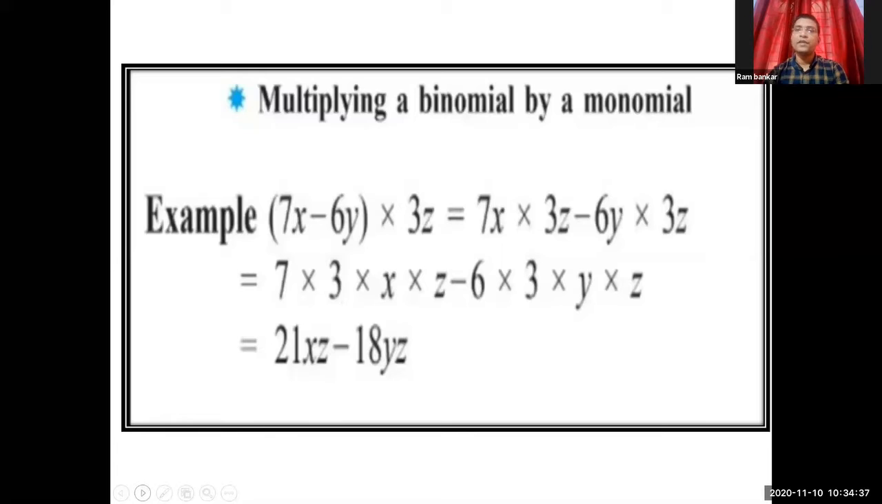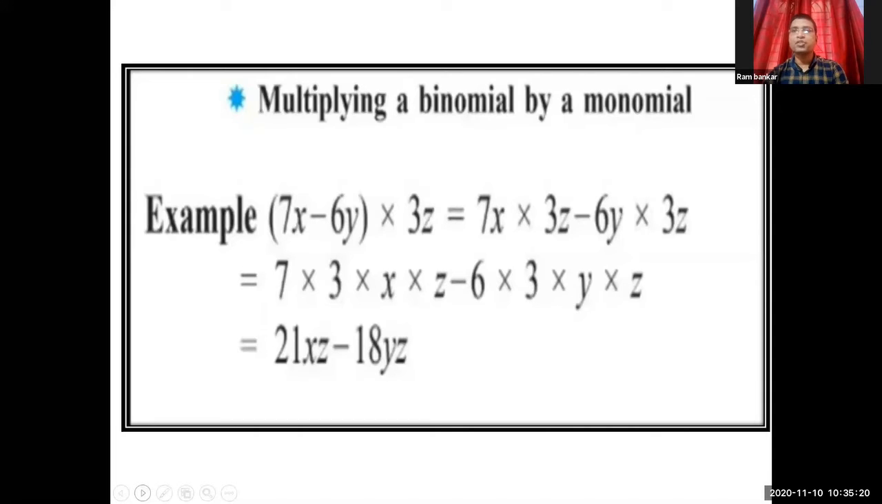Now we have understood monomial into monomial. Now we will learn binomial by a monomial. Look at the example in the bracket. The two algebraic expressions are given. Before multiplication, 7x minus 6y. Two terms are there, so it is a binomial, into only one term, 3z, which is a monomial. It means binomial into monomial. We have to solve this now.